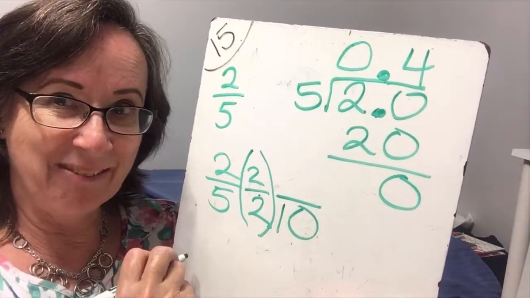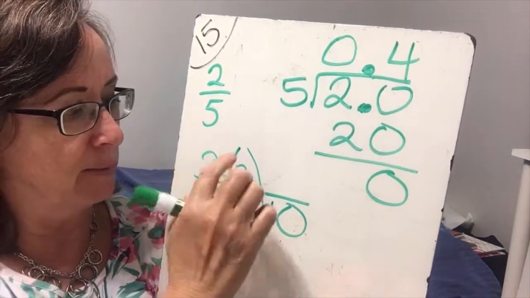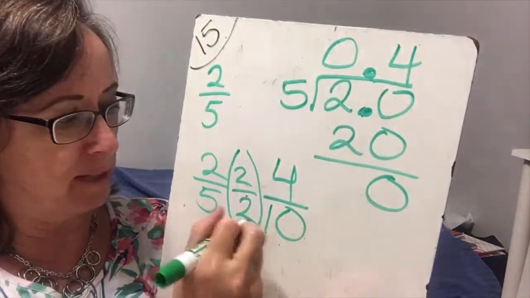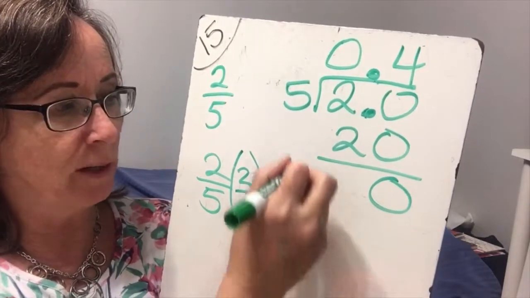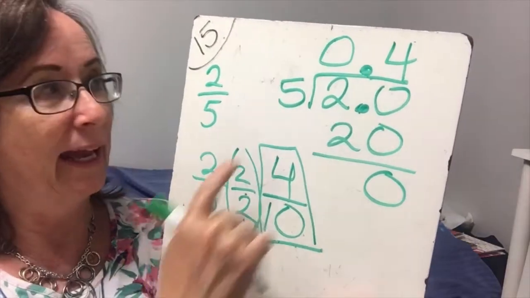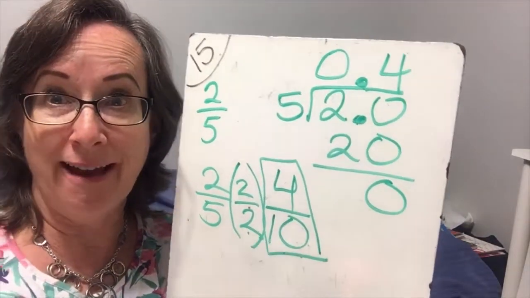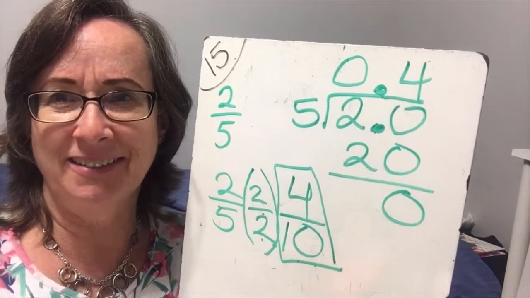which is 1. Remember, we can always multiply a fraction by 1, and then 2 times 2 is 4, and 5 times 2 is 10, and so 4 tenths is equivalent to 2/5, and guess what that means? 0.4 means 4 tenths. You already knew that, didn't you?